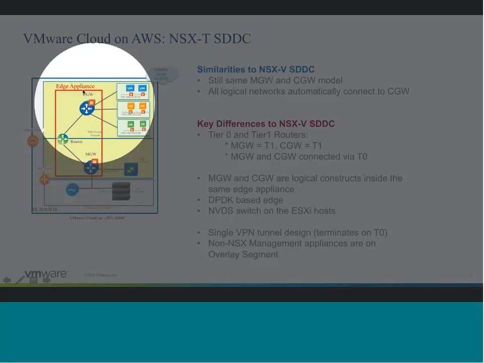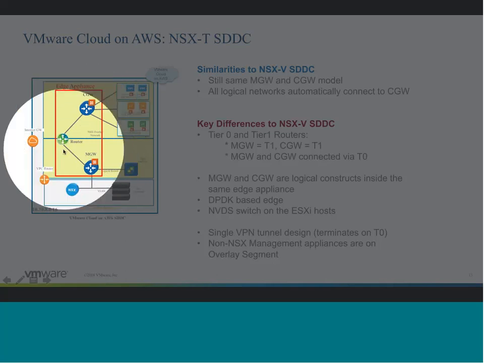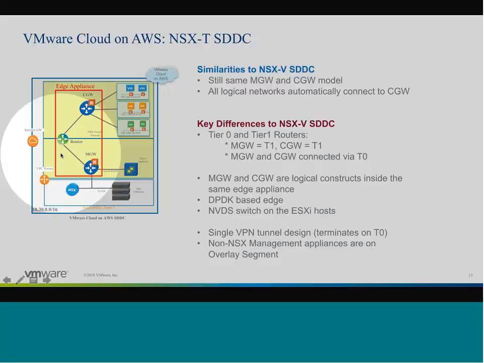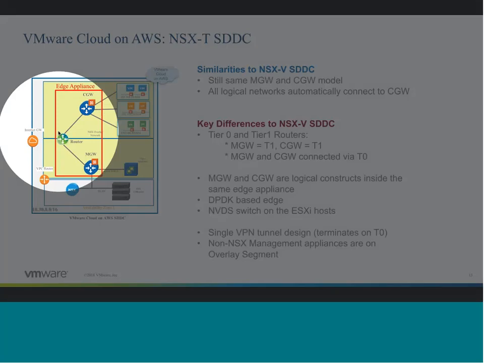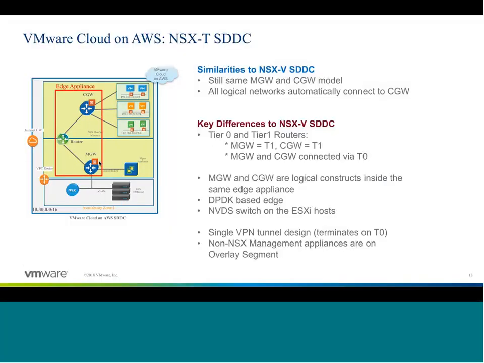They're processes sitting in one edge appliance that are connected together via another router, which in NSX-T terminology is called a tier 0 router. Okay. So this is basically the architecture with NSX-T. A couple additional differences here are, this edge is DPDK based, so we'll have better performance. Also in the ESXi host, instead of VDS, again because of NSX-T, we're using NVDS switch on the ESXi host.